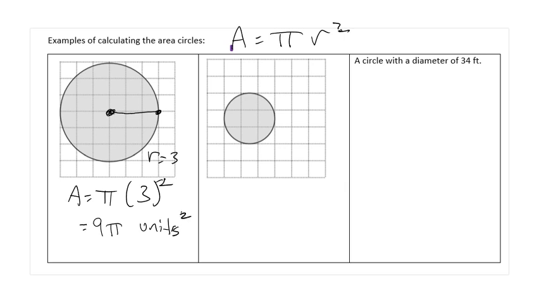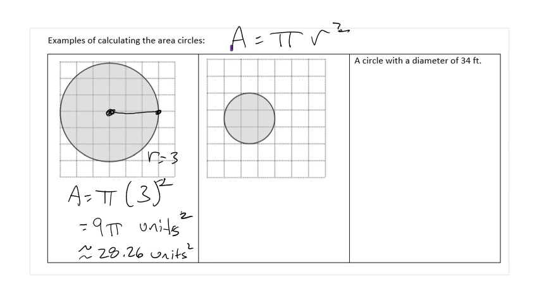So feet squared, inches squared, centimeters squared, miles squared, whatever. You could also take 9 times 3.14 to get your approximate value. I need to grab a calculator to do that. 9 times 3.14 is 28.26 units squared, or squared units. And that's the answer for that one.